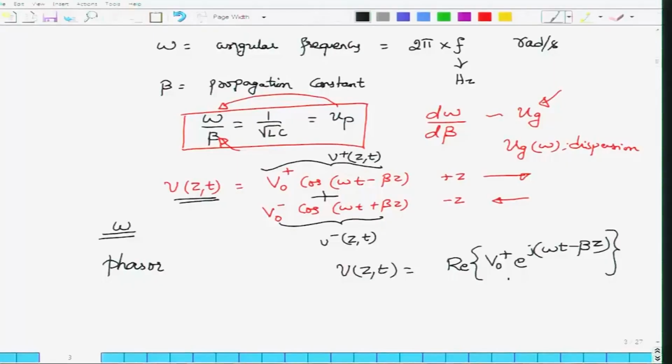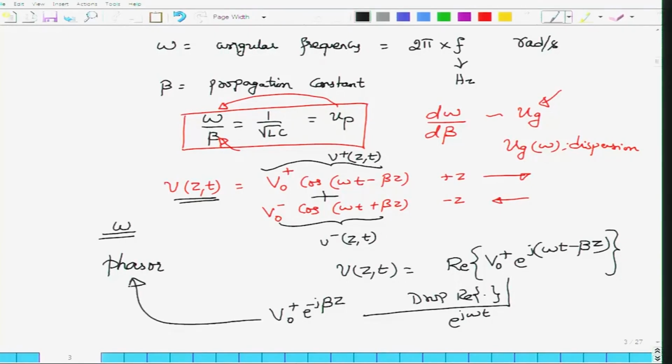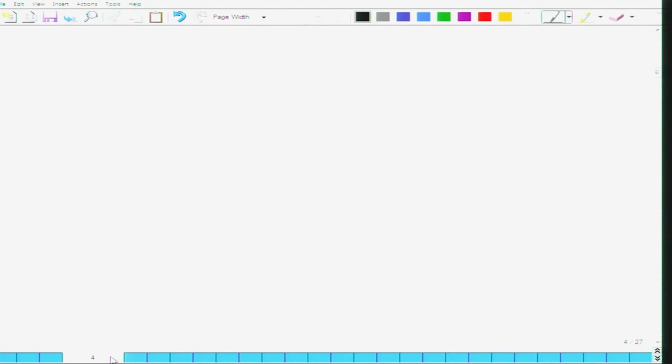What people do in order to simplify the notation further is that they drop this real part denotation, and they also drop this factor e to the power j omega t. When I drop the real part as well as the factor e to the power j omega t, what I get is simply V0 plus e to the power minus j beta z, which would be a complex number for every value of z. If I say z is a constant at some particular point on the transmission line, then this V0 plus e to the power minus j beta z will be a complex number, and this complex number is called a phasor.